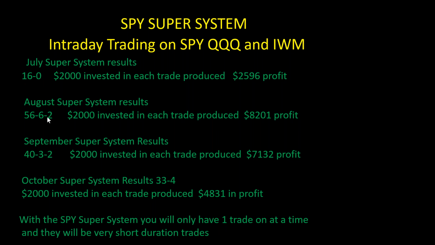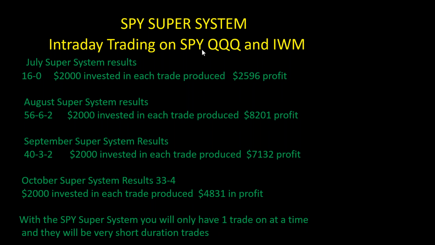Again, these are trades that I took. These are not ones I post. I tell them about them in the room, but I can't post them because they're much too fast. But you can see we've had really good results here. August, 56 wins, 6 losses, 2 scratches, 8,200. September, 43 and 2, 7,100.